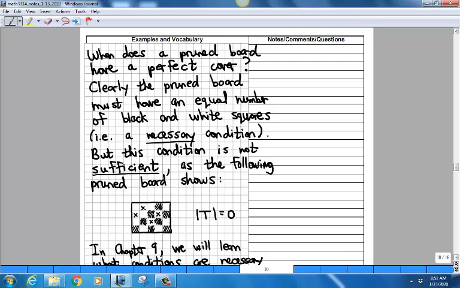Why don't you have a tiling there? Yeah, you have one square isolated here by itself, so there's no way to cover that with a domino. When you take a chessboard that does have a tiling, and this is a 4 by 5 chessboard, it will have a tiling. But if you prune it in this way, even though you have an equal number of white and black squares, it won't have a tiling. Oh, by the way, why does the original chessboard have a perfect cover?